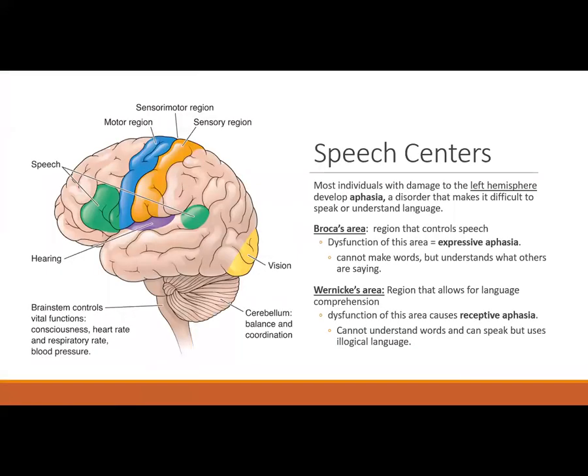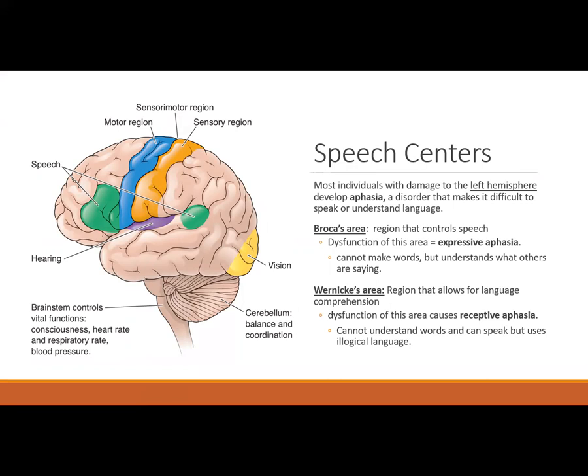The other thing I wanted to show on here are the speech centers, because honestly, it makes sense why, if I have a left hemisphere stroke, I'm going to have these speech problems. Most individuals with damage to the left hemisphere develop aphasia, a disorder that makes it difficult to speak or understand language. So you've got the Broca area and the Wernicke area.